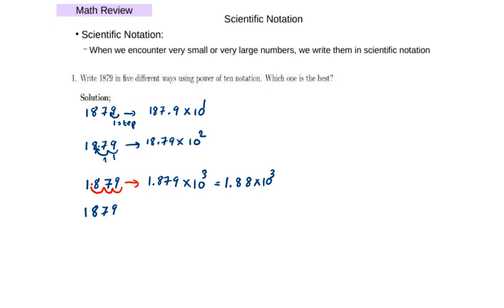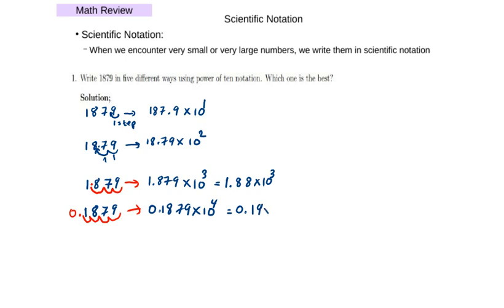I could also move, oops, not that, 4 steps backward, right? I'm playing around here. I can do whatever I want. 1, 2, 3, 4. Then I'll be here. If I do that, I have to put a 0 here then. And my number will be written as 0.1879 times 10 to 4, since I moved 4 steps backward.